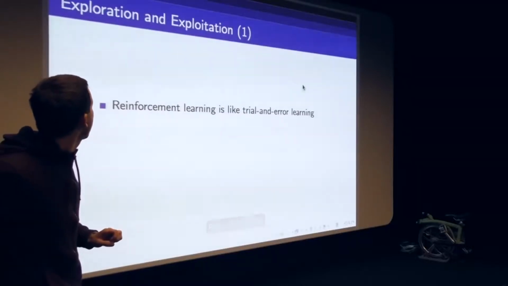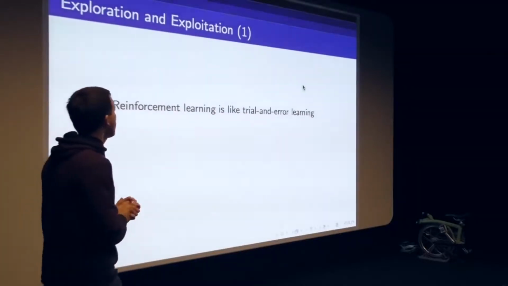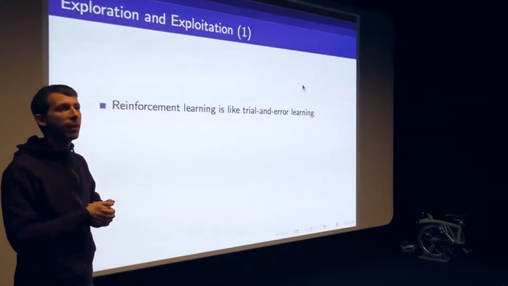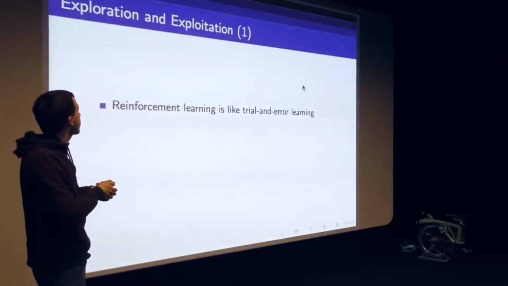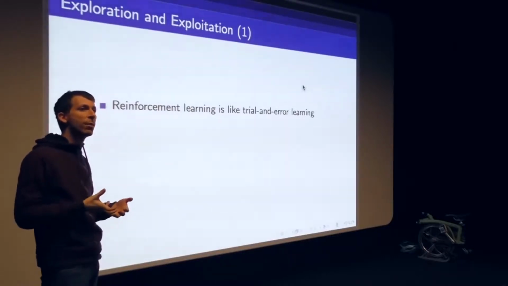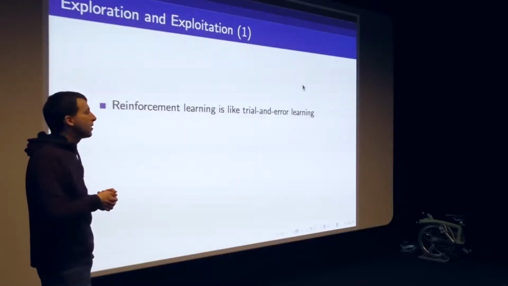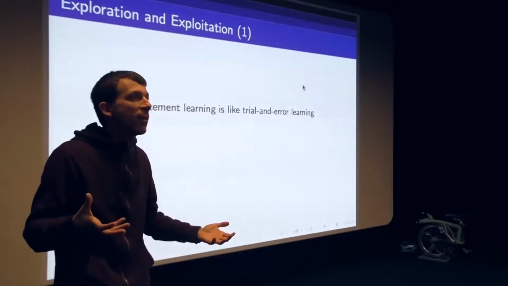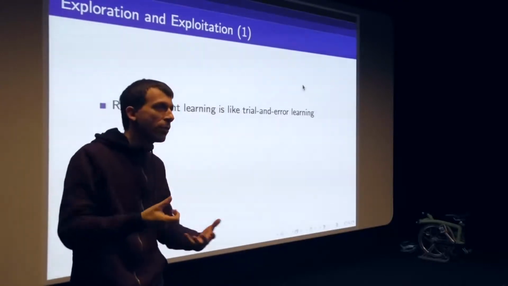Just before I take more questions, someone asked about exploration. This is another problem within reinforcement learning. How do we balance exploration and exploitation? It's another key part of the identity of what it means to do reinforcement learning. We can think of reinforcement learning as a type of trial and error learning. We don't know what the environment looks like. We have to figure it out through trial and error.